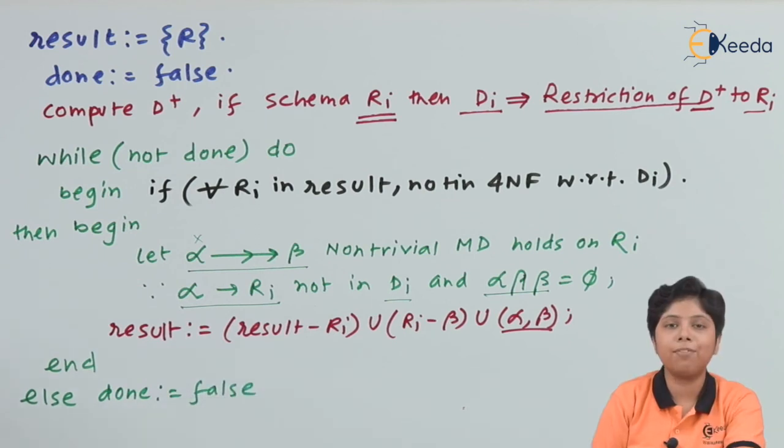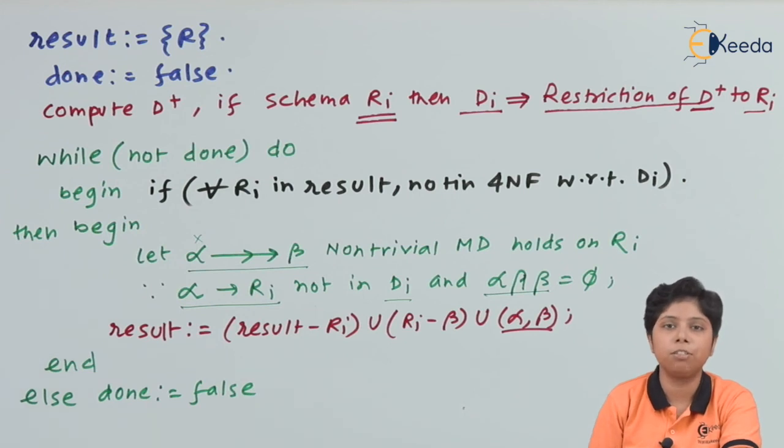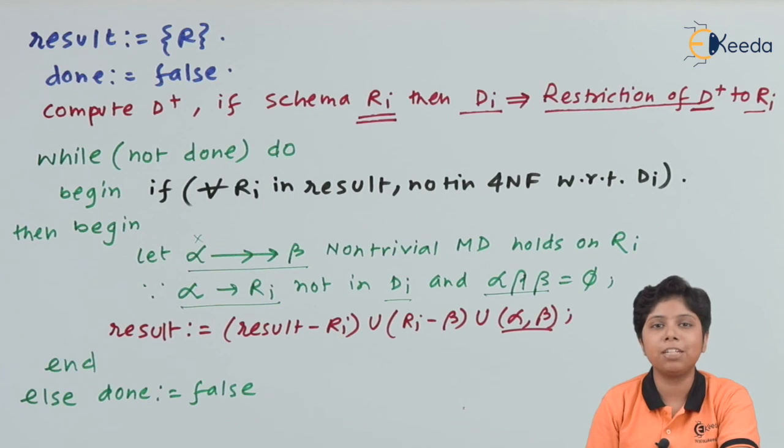Now finally, if there is no such thing, then we make done equal to false and we need not continue the loop further. Now if we perform this decomposition algorithm on our relation set, that is ID, department, street and city, we will get two relations. Now see how to perform this.